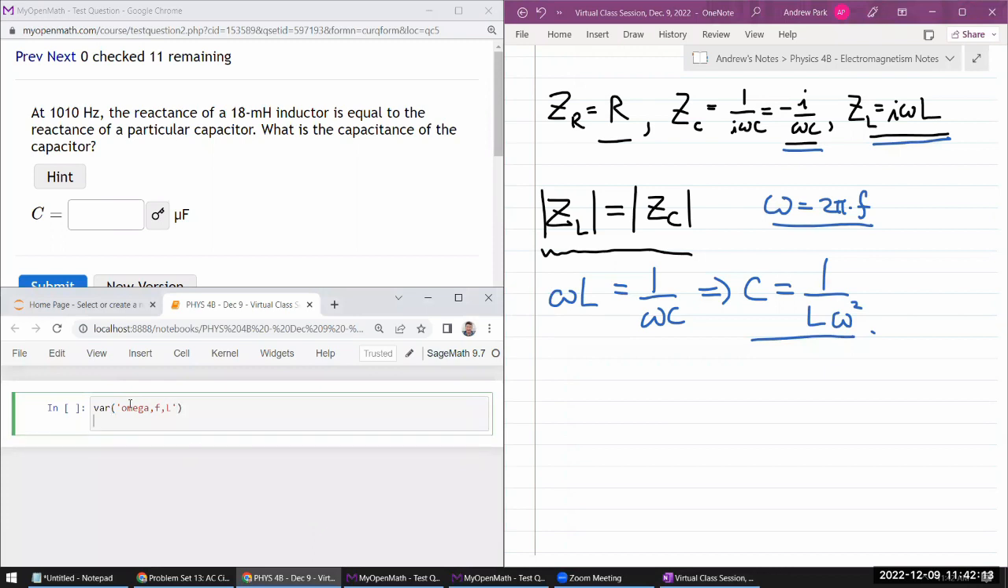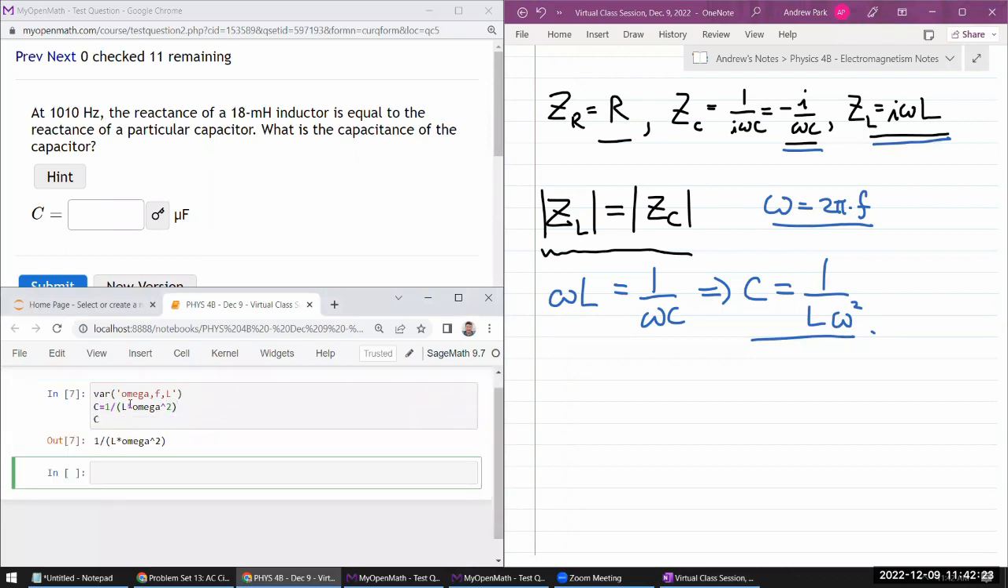So for C, my expression is 1 over L times omega squared. That's my C, and I can substitute in values. So omega will be 2 pi times f, and let me do another substitution, this time with all the numbers. My frequency will be 1010 hertz, and my inductance will be 18 times 10 to the power of minus 3 for milli henry. Okay, I think that's all the numbers.